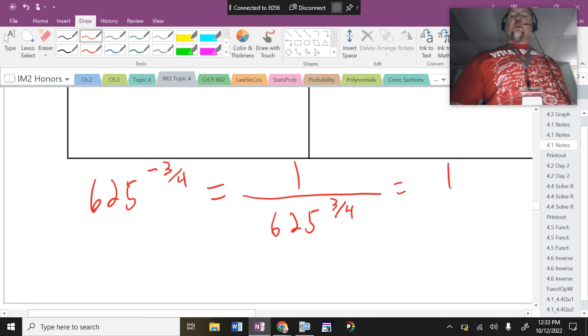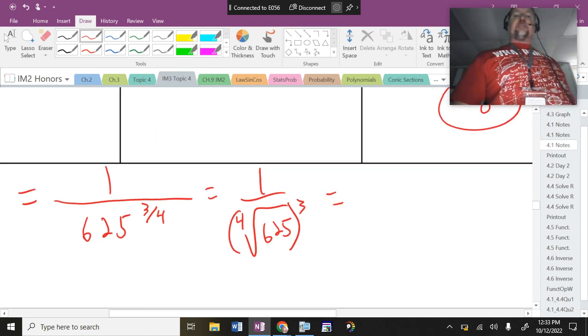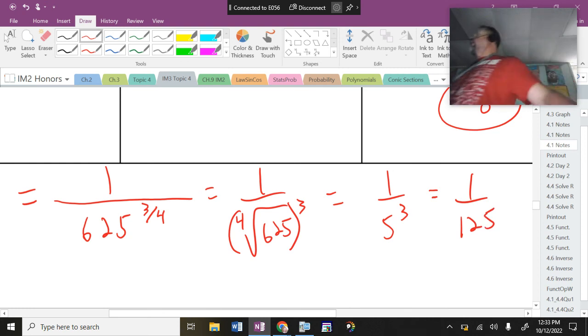Hey, and then everybody, what is the 4th root of 625? We should know this because we just covered it. 3, 2, 1, go. 5. And then this is 5 cubed. What's 5 cubed? Because we're supposed to know that. 125 on the bottom. Is the answer 125 or 1 over 125?